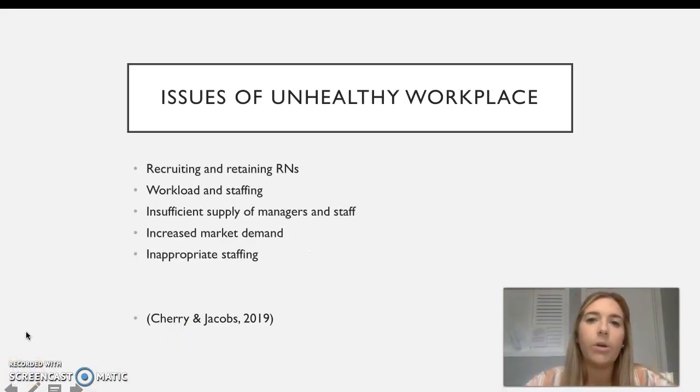Problems and issues can happen, and that can create an unhealthy work environment. These issues include workload and staffing, insufficient supply of qualified managers and experienced staff, increased market demand, and inappropriate staffing. The work environment is a significant contributor to the difficulty in recruiting and retaining nurses. If a workplace has a bad reputation of a negative environment for whatever reason, whether it be communication, bad management, high stress, or discrimination, they will have a difficult time recruiting and keeping the registered nurses that they have.